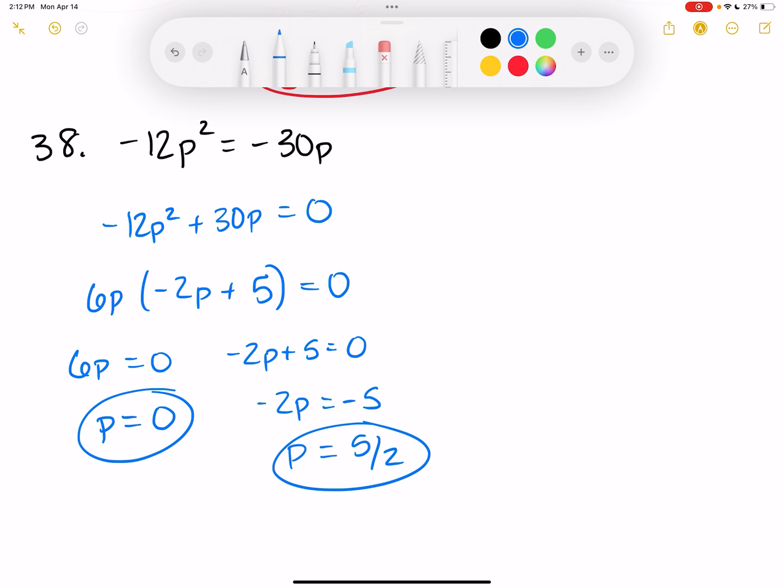So 6p equals 0, negative 2p plus 5 equals 0. So on the left one, p equals 0. On the right, once we move everything around, we end up with p equals positive 5 over 2. Any questions on that?